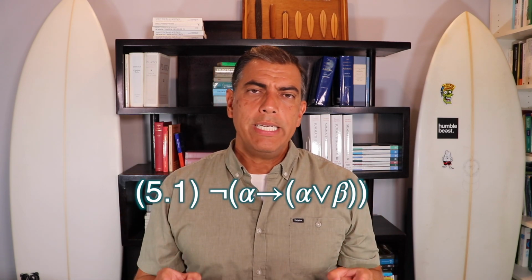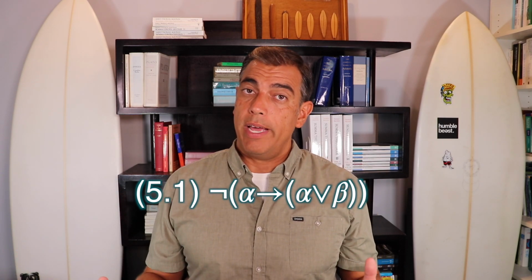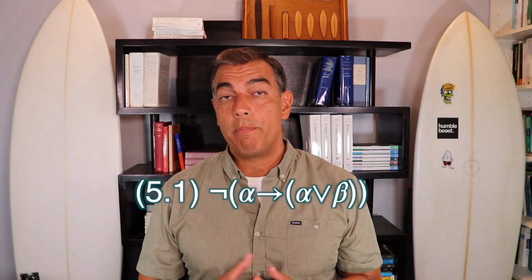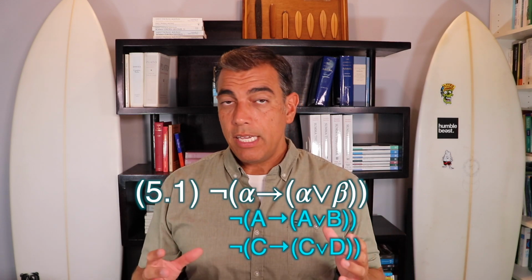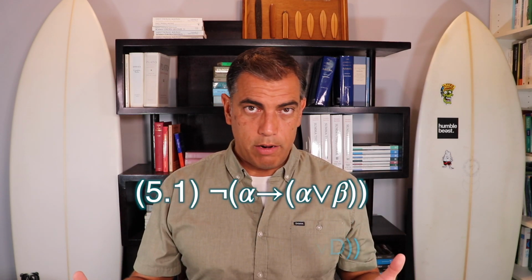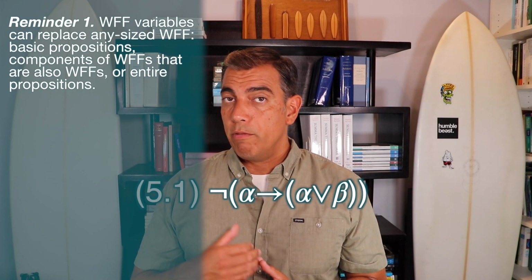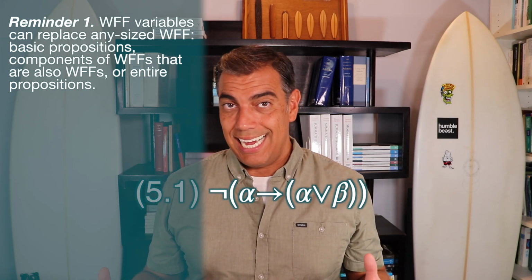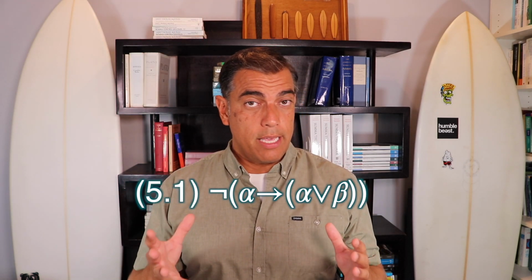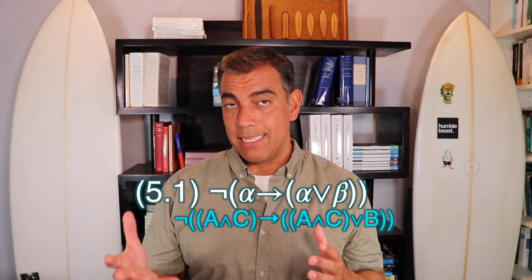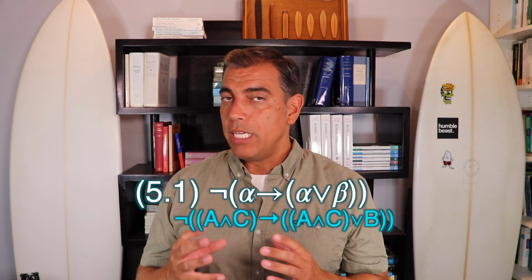How do we take this logical form and generate different propositions from it? Well, the easiest way is to just replace the well-formed formula variables with basic propositions. So it's not the case that if A, then A or B. It's not the case that if C, then C or D, etc. Now remember, we said in the last video, our reminder 1 was that our well-formed formula variables can be replaced by a well-formed formula of any size, right? It could be a basic proposition or it could be a compound proposition. So instead of replacing the alpha with A, I could replace it with A and C, and then I would have, it's not the case that if A and C, then A and C or B.